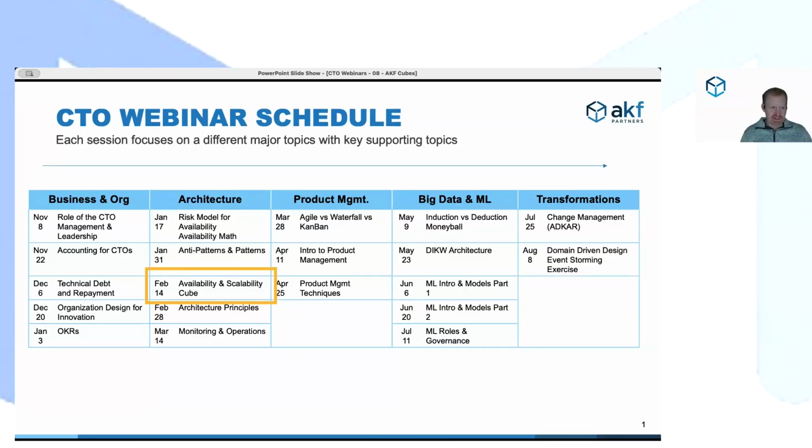Today's session is about our availability and scalability cubes. These are frameworks to help you scale your architecture when you run into problems, either with velocity or with time to market, or you see bottlenecks in your architecture. So it builds upon the ones we just had recently.